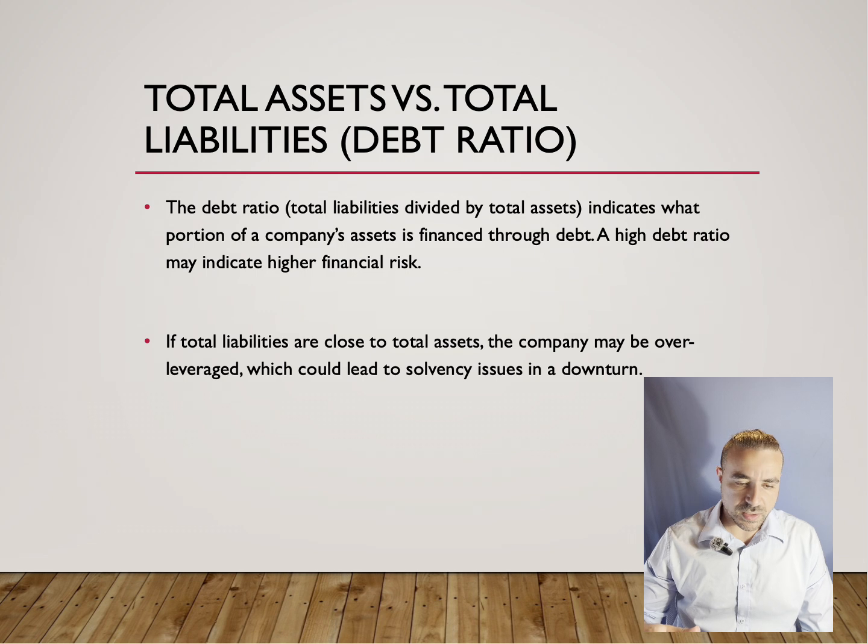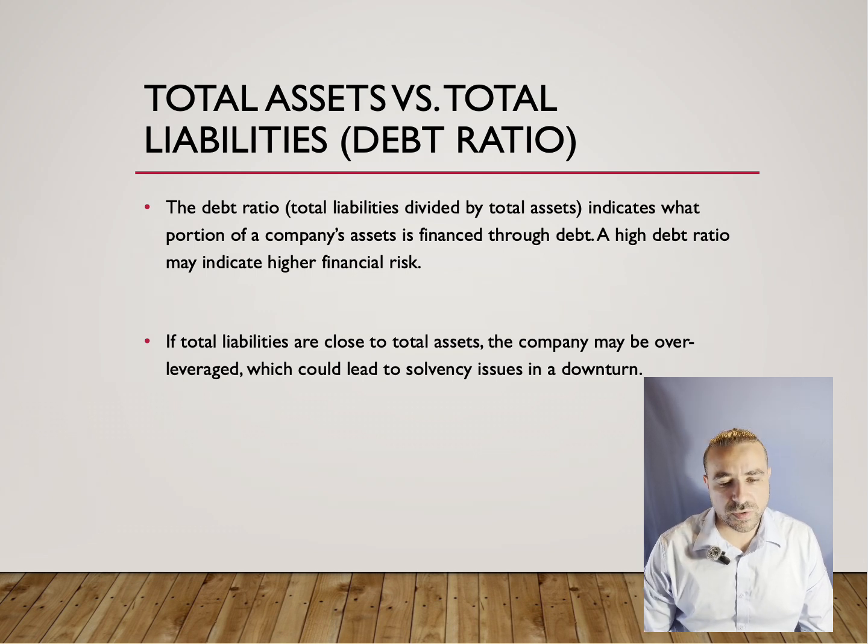So let's start. In this video we will continue with three main categories, or three main accounts or analyses, that you need to look for. The first one will be the debt ratio, which is the total assets divided by the total liability.